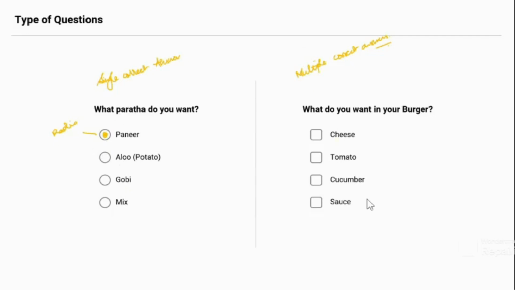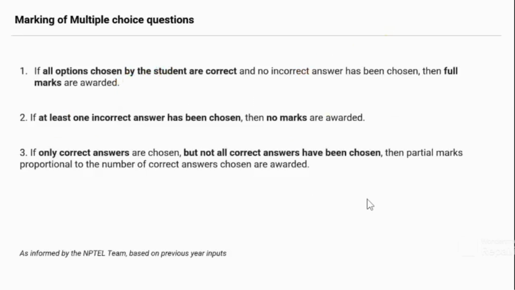Here you can have multiple choice. What do you want in your burger? I can select, okay, I want cheese. I also want tomato. I also want cucumber. Or I want all four of them. So these are the two typologies of questions, but we'll also see how the questions can be framed in very interesting ways in our set of questions today itself.